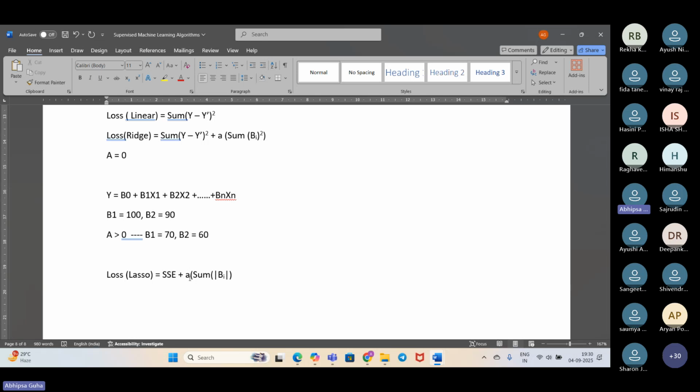And in this case also, the value of alpha cannot be zero. If it is zero, it will convert to normal linear regression.